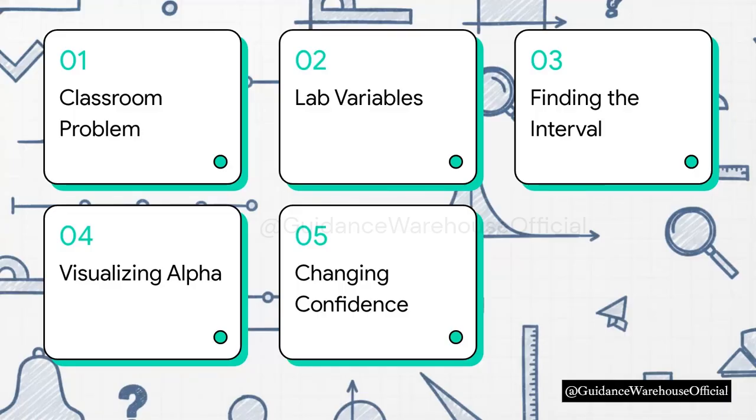By the end of this explainer, you are going to completely understand how to answer that. We'll cover the classroom problem, define our lab variables, find the interval, visualize alpha, and see what happens when we change our confidence level. Let's dive right in.